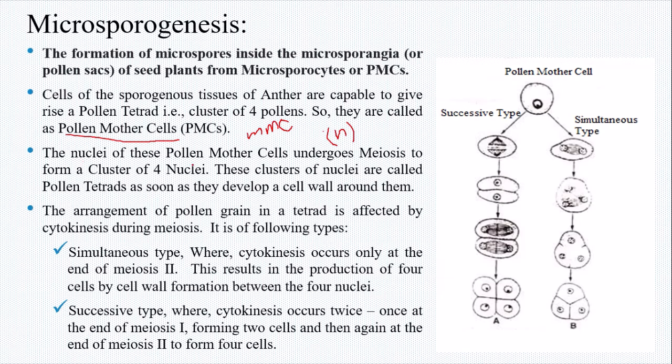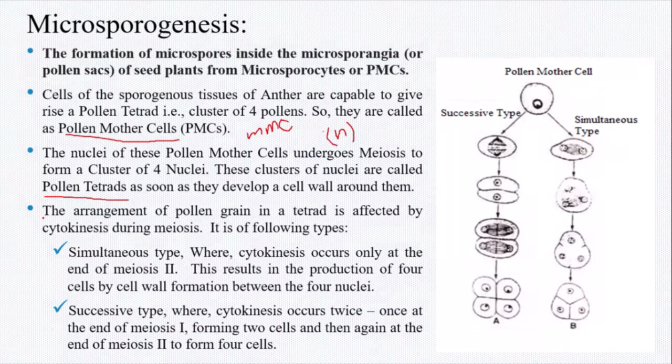So the nuclei of this pollen mother cell undergo meiosis and form a cluster of 4 nuclei, and this cluster of nuclei is termed a pollen tetrad. These nuclei will develop a cell wall around them and will be considered the pollen tetrad, as they are not separated from each other.